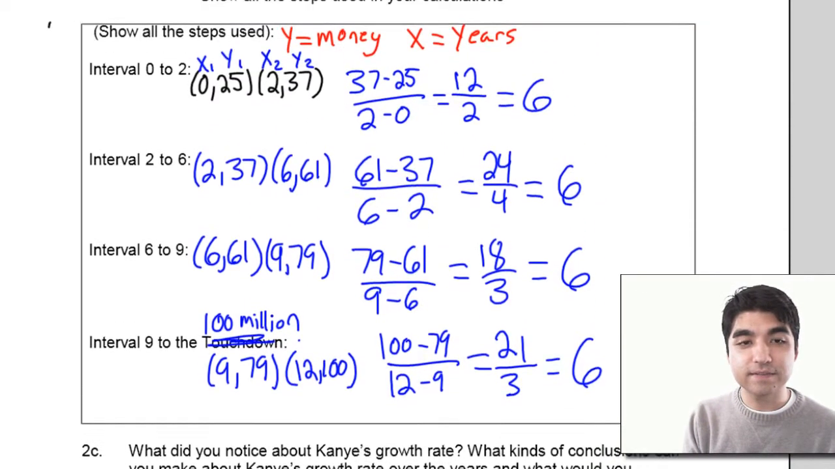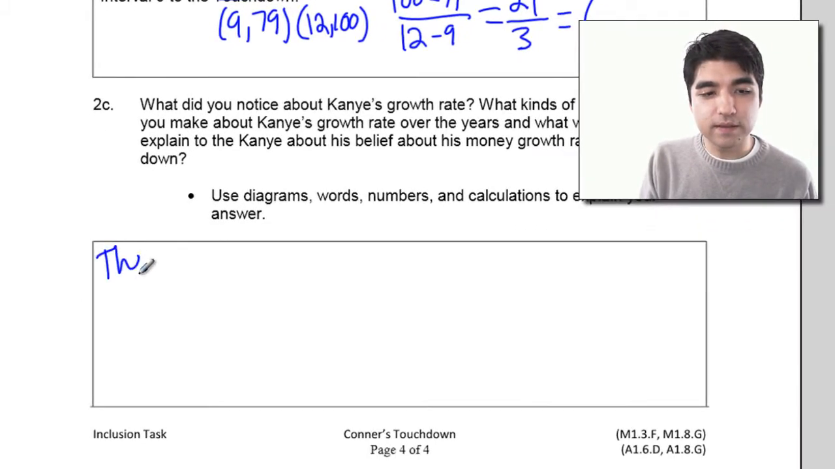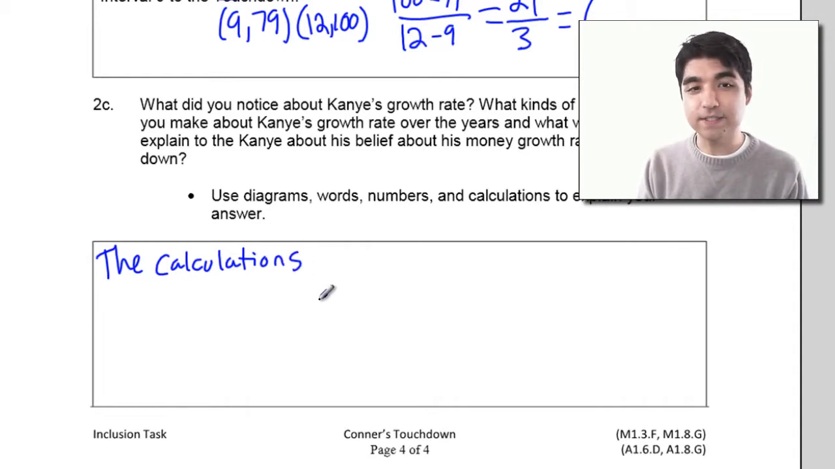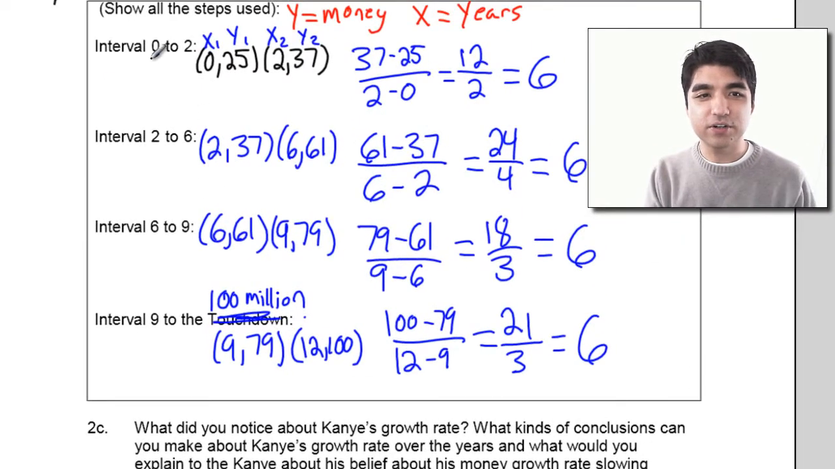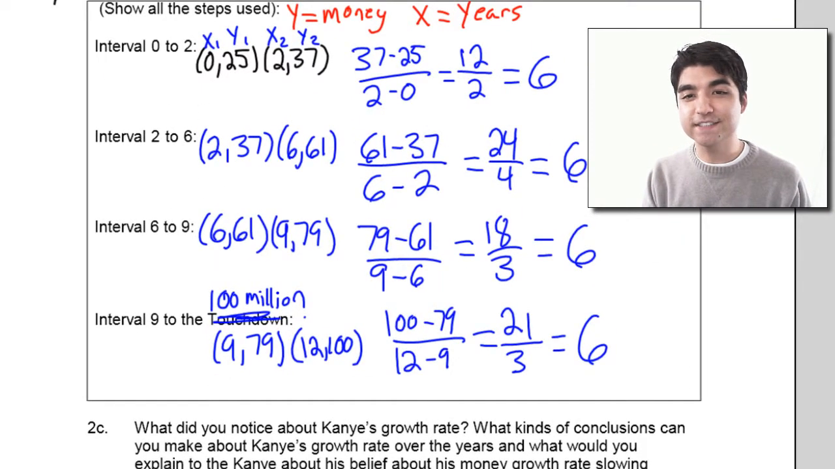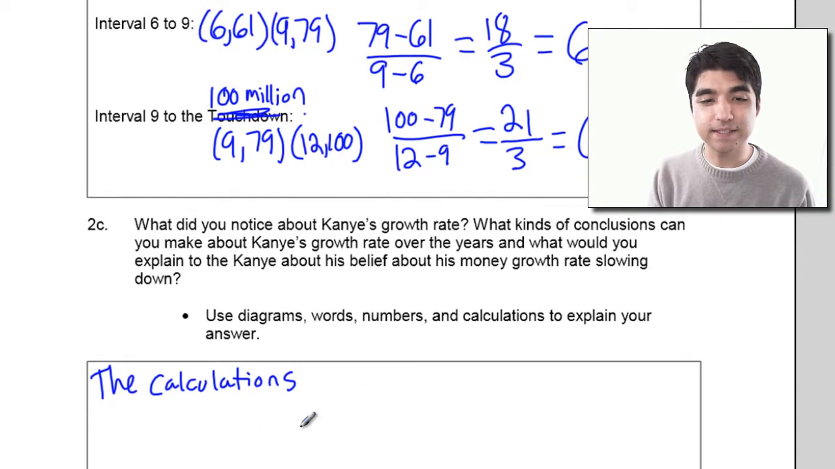So we could say the calculations, and you can use your own words here, the best way you can explain it. Let me just explain the big picture here. We showed from our calculations that the growth rate is staying the same every single year. He's making $6 million per year, no matter which interval that we use. So he's always making the same amount of money.